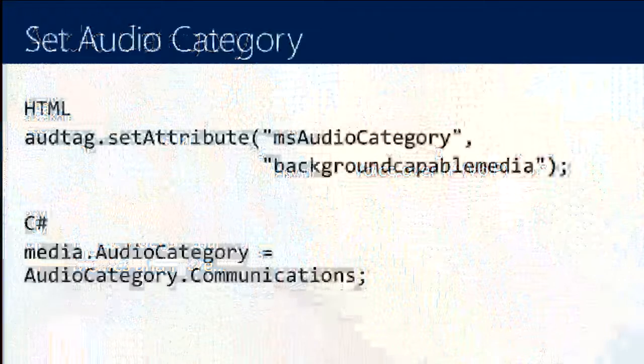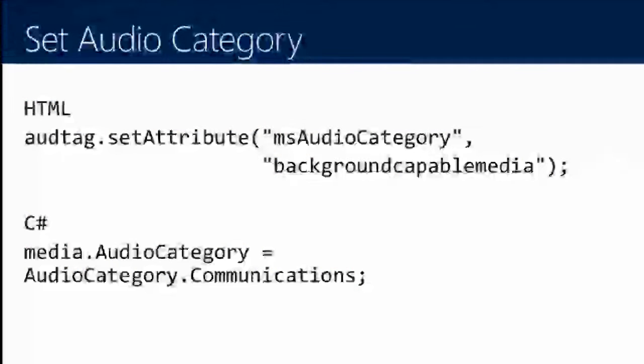Setting them is pretty straightforward. In HTML, it is a little bit different. You have an msAudioCategory attribute that's added to the audio and video tags. And from the XAML stack, you can either define it in XAML as you would a property in XAML, or there's an AudioCategory enum that you can map it to that way.